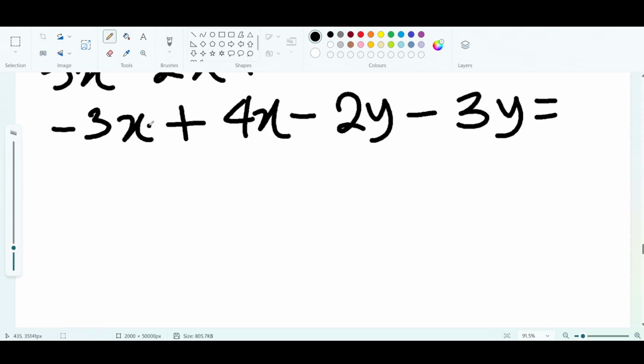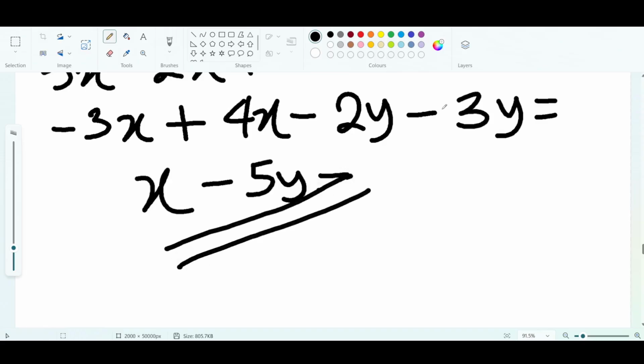So for this one, minus 3x will add 4x, while minus 2y will add minus 3y. So minus 3x plus 4x is going to be x, because minus 3 plus 4 is going to be 1. And minus 2y minus 3y, that's going to be what? Minus 5y. So this is the final answer. So this is how we solve this problem.